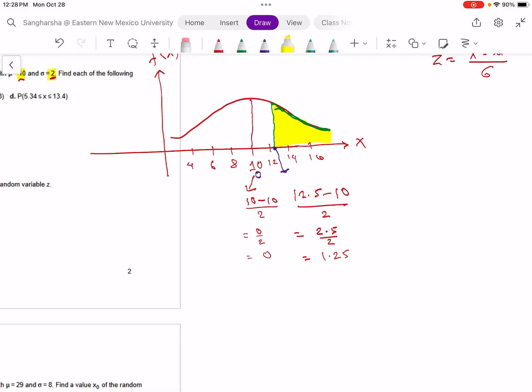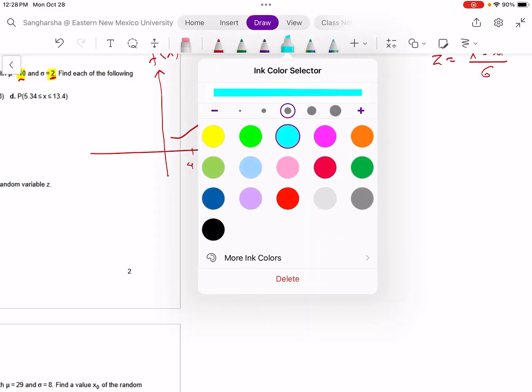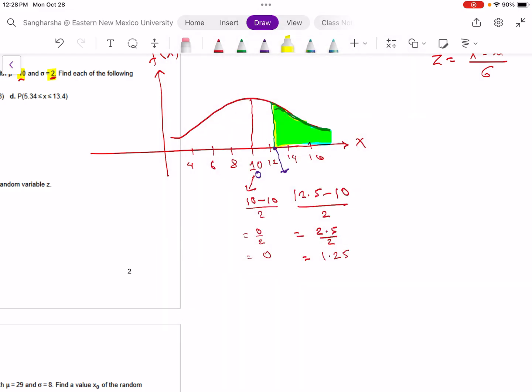So here, what is our target? We are trying to find the area of this region, right? What do we know about the area on the right of 10? What is the total area on the right of 10? It is always 0.5. And if we can find the area of this region and subtract it from 0.5, we get the area of this region. In order to find the area of this region, we use the Z table.